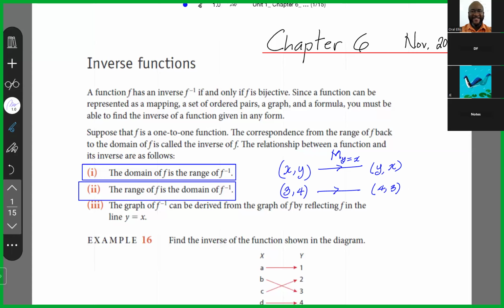And that is why whenever you reflect the graph of a function in the line y is equal to x, the image that you get after the reflection is the graph of the inverse of the function. All right, let's have a look at some examples.